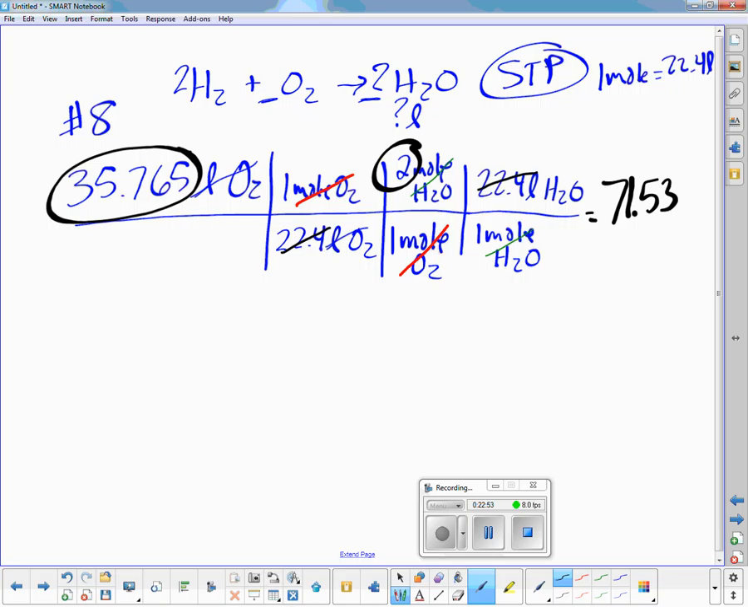71.53, give me one more. 0. Liters H2O. Because I need 5 sig figs. Sorry, I went fat on the end. Okay, so this would be my answer that I would report down. Right? And now I want to give you one more hint, so turn the page one more time.